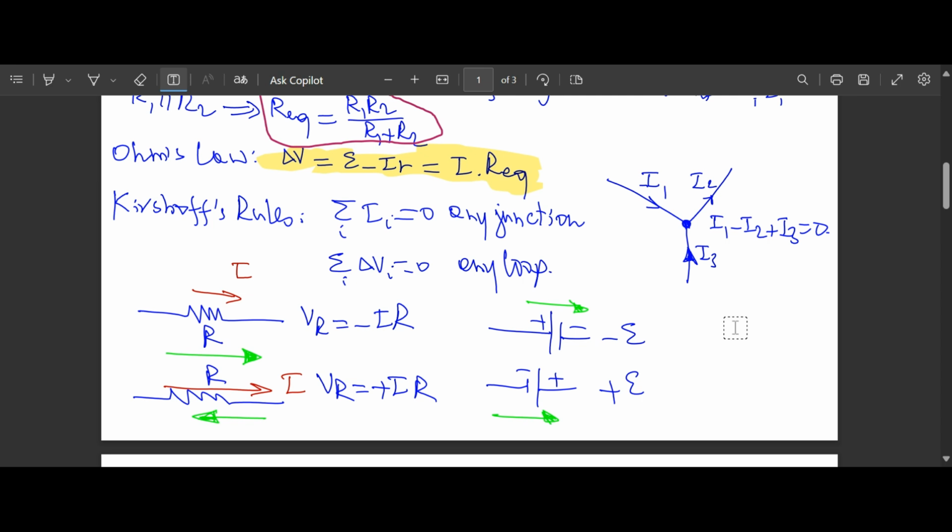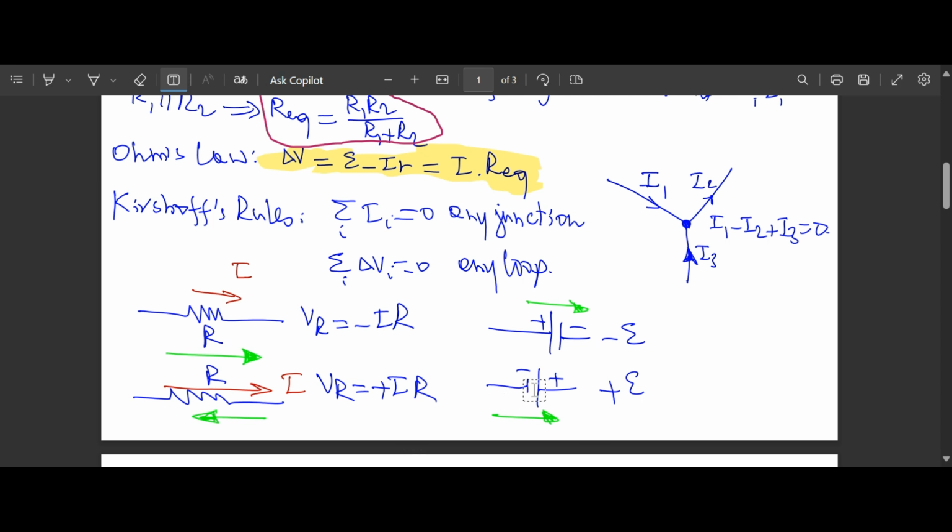If 20 students are coming to my class, at the end of the class, only 20 students can go out. We don't create students. We don't nail them. And charge means current, because it's only a ratio. So the sum of the currents is equal to 0.